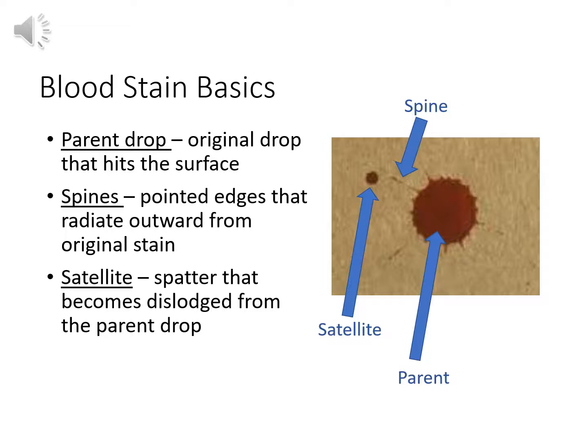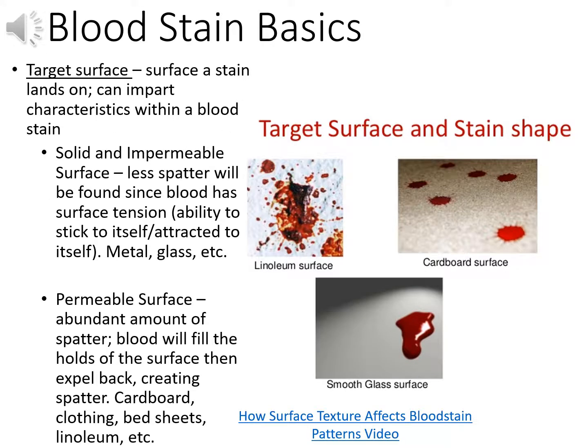It's from that parent blood drop that it got dislodged. So hopefully that helps to get at least some basic terminology down for our further discussion of bloodstains. When considering bloodstains, you also have to consider the surface. So the target surface is the surface where that stain lands, and it can impart characteristics on a bloodstain.